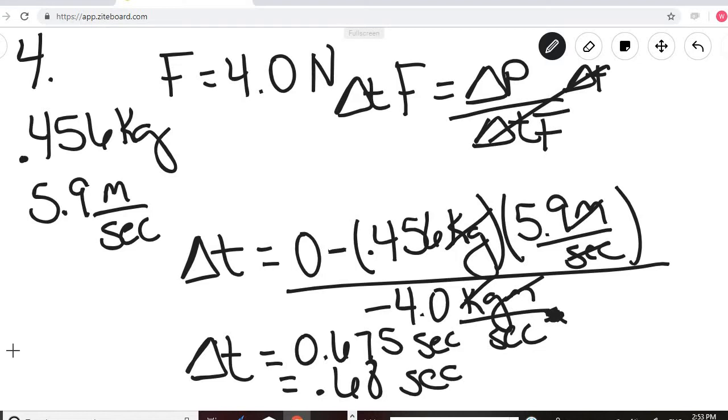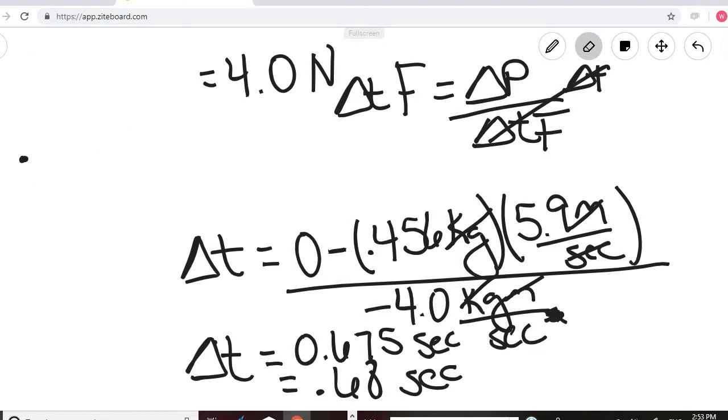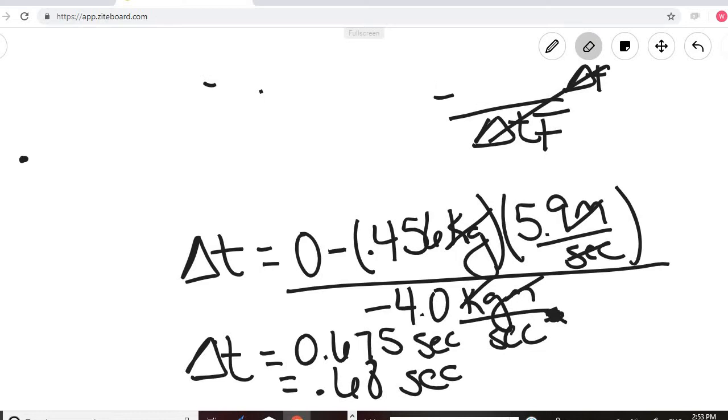Okay, so that is number 4 in the practice problems.